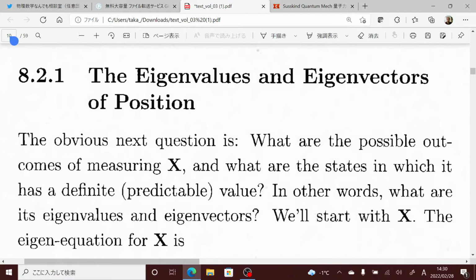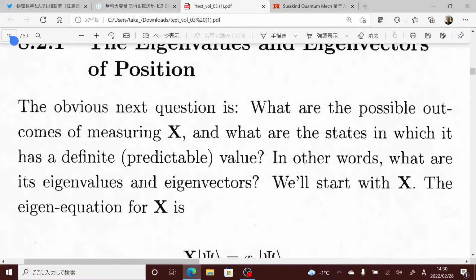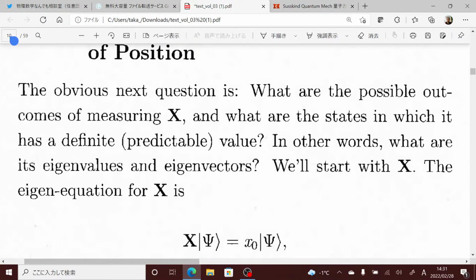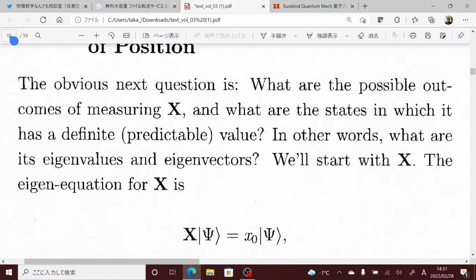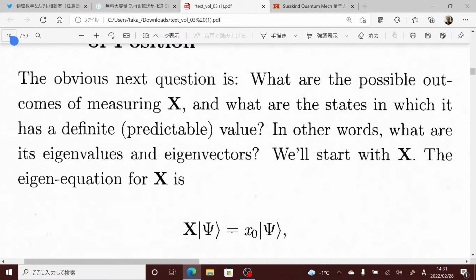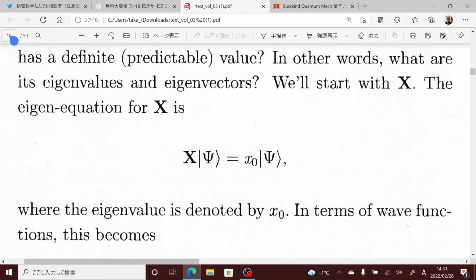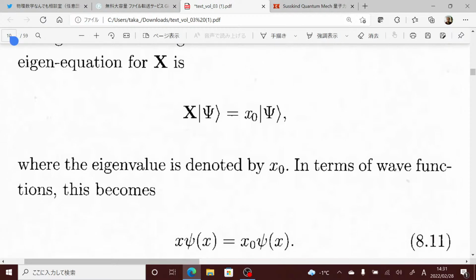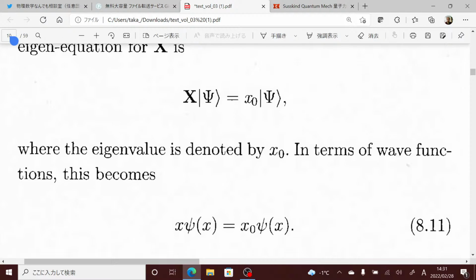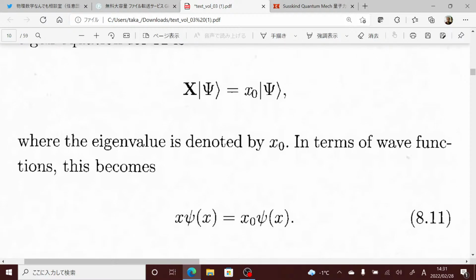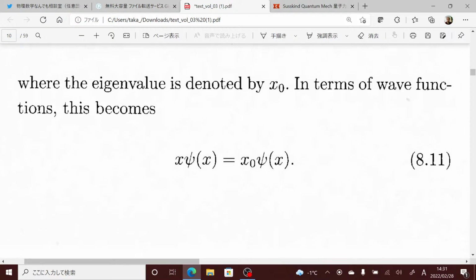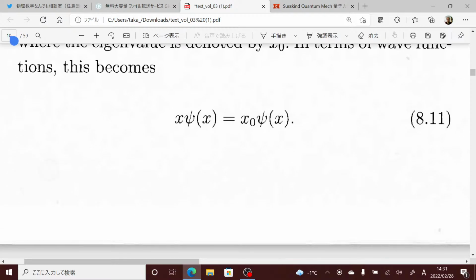So next section, the eigenvalues and eigenvectors of position. The obvious next question is, what are the possible outcomes of measuring x, and what are the states in which it has a definite predictable value? In other words, what are its eigenvalues and eigenvectors? We will start with x. The eigenequation for x is x psi equals x0 psi, where the eigenvalue is denoted by x0. In terms of wave function, this becomes x psi(x) equals x0 psi(x).